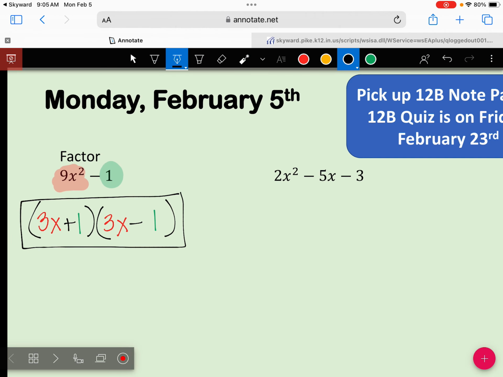All right, let's look at this one here. You have A, B, C. You're going to make your X. At the top, you take A times C, which would be -6. And B is -5. So we need two numbers that would multiply to be -6 and add to -5.